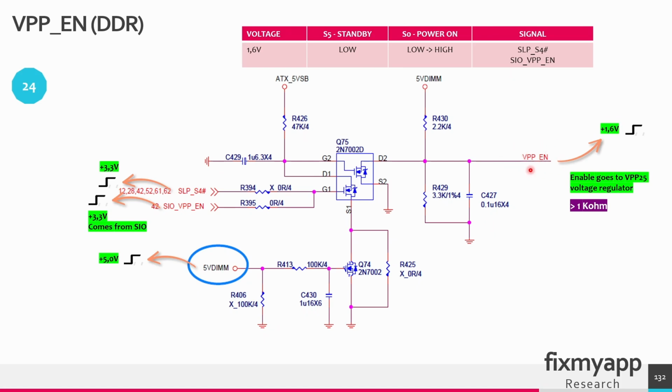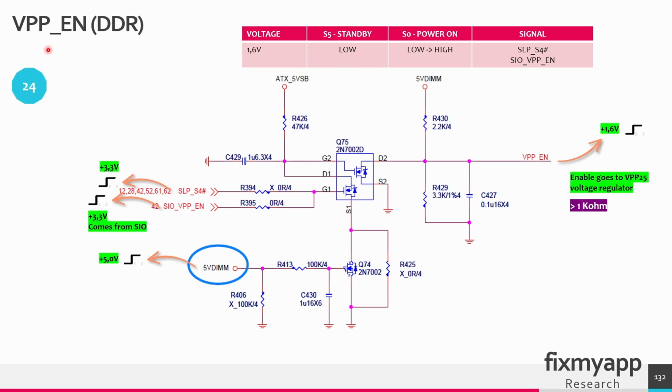The VPP stands for voltage for pump power. It's a separate voltage rail designed to provide a high voltage specifically for the word line drivers inside the DRAM. Word line drivers are responsible for activating rows in the memory array during the read and write operations.